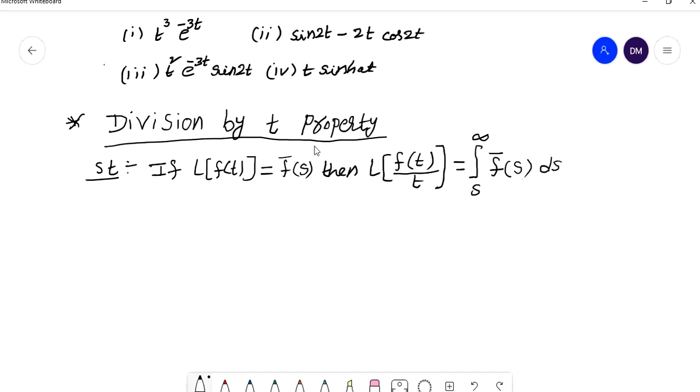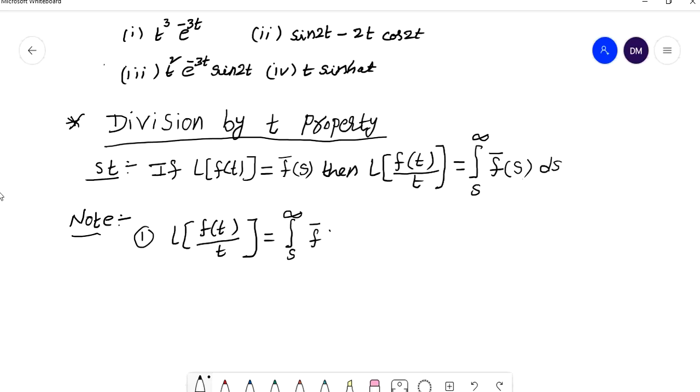So if you want to use the division by t property, first we have to find L of f of t value. L of f of t is nothing but f bar of s value. Then you can apply the division by t property. Okay, so see here we have some note points. The first point is, if the function is in the form of L of f of t by t, by using the division by t property, the formula is integral s to infinity f bar of s ds.